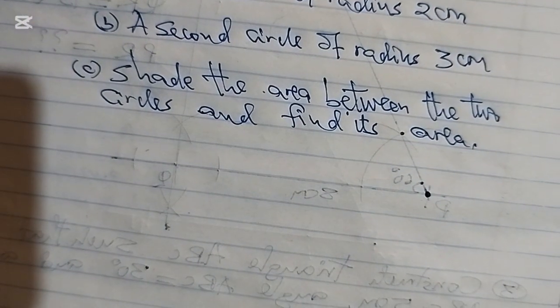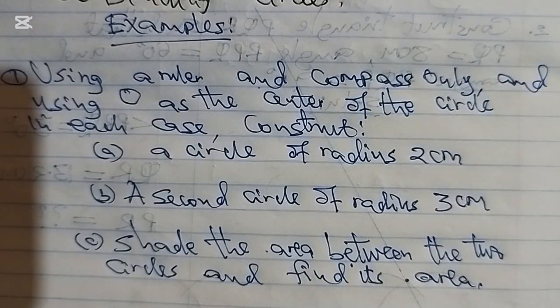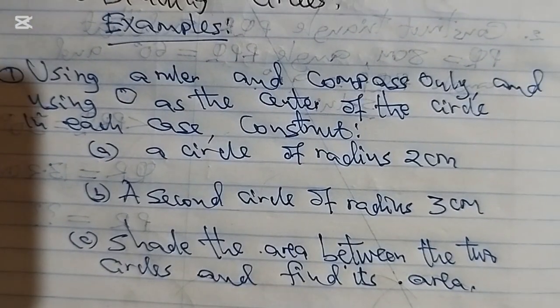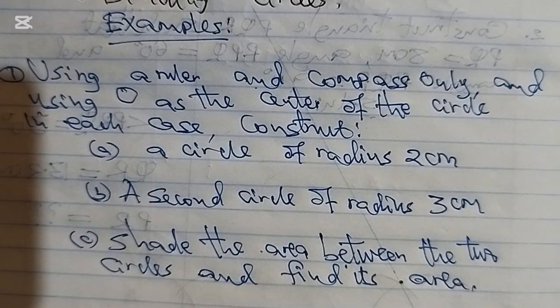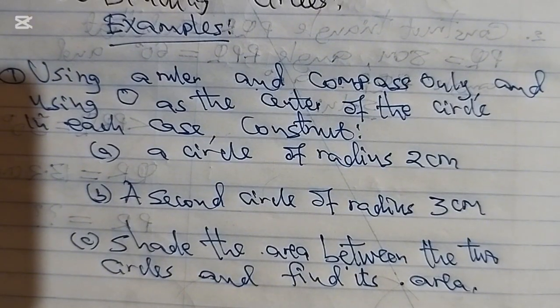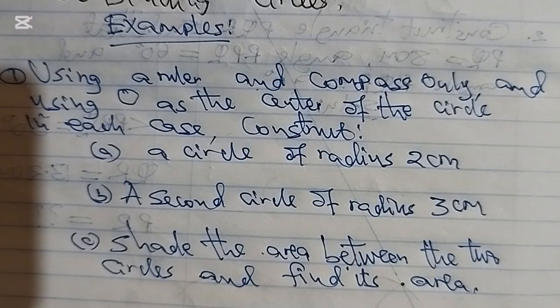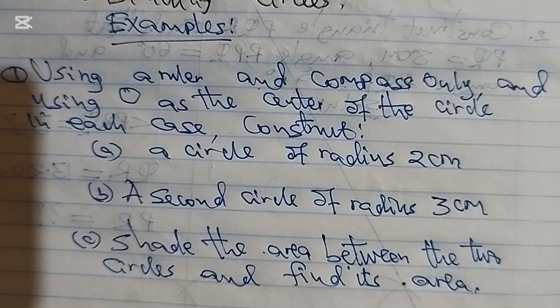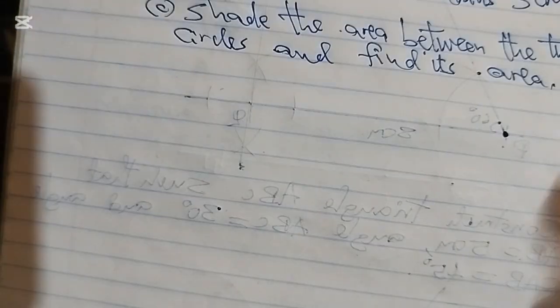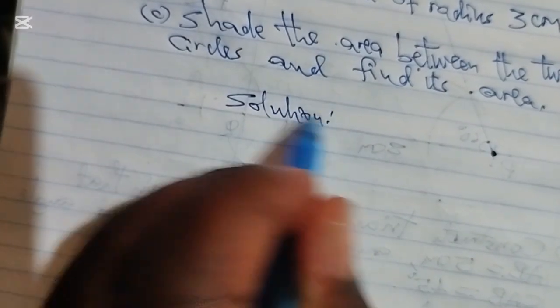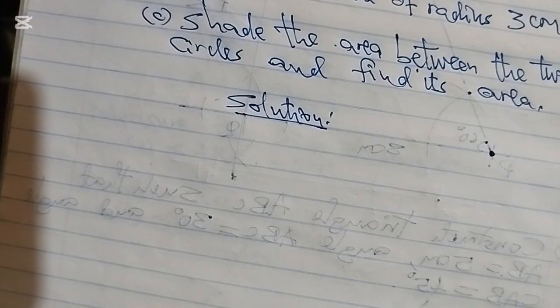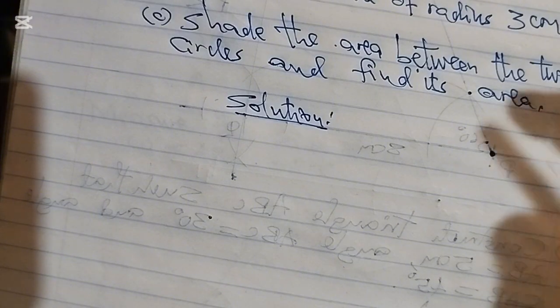So the instructions are very clear as per the question. Using a ruler and compass only, and using O as the center of the circle in each case, construct part A, a circle of radius 2 centimeters. So how do you construct a circle of radius 2 centimeters? This is very, very simple, ladies and gentlemen. Under our solution, this should be the approach.